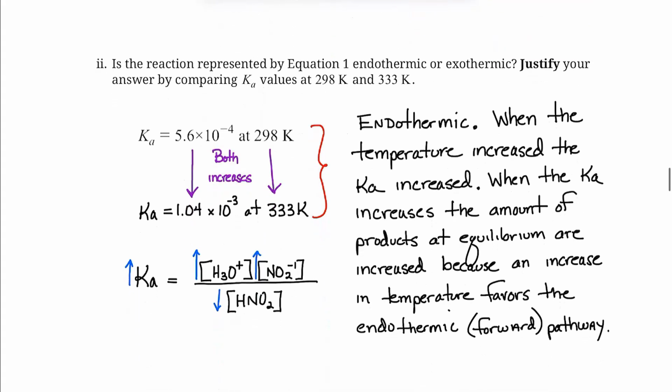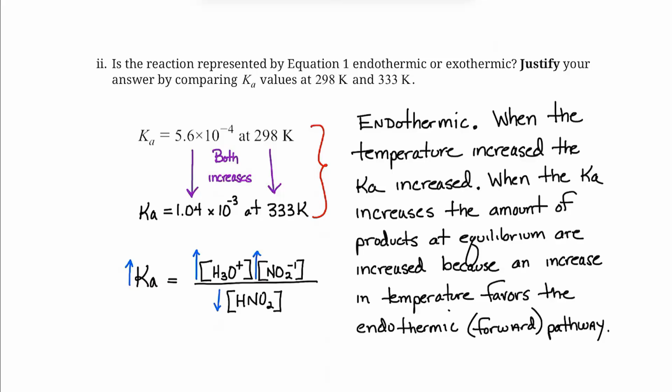Justify your answer by comparing the Ka values at 298. As I just mentioned, in part C1, we recognize the fact that we now have a higher temperature than the 298 that the original question was after. So they gave us upstream in this question 5.6 times 10 to the negative 4 at 298. We just calculated in part C1 that it was 1.04 times 10 to the negative 3. Hey, that's a bigger number. This increased as the temperature increased.